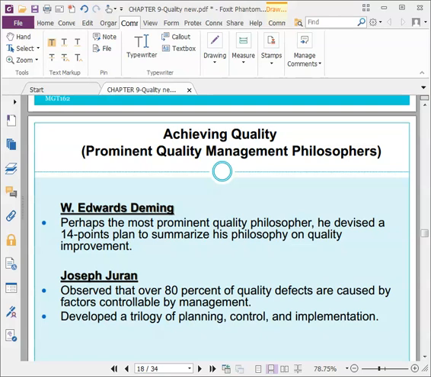dia yang mencari ataupun mengkaji sesuatu perkara dekat dalam management. Okay. Contoh dia yang pertama ni W. Edward Deming. Deming ni dia ada, they create 14 point Deming. Okay, perhaps the most prominent quality philosopher, he advised a 14 points plan to summarize his philosophy on quality improvement.